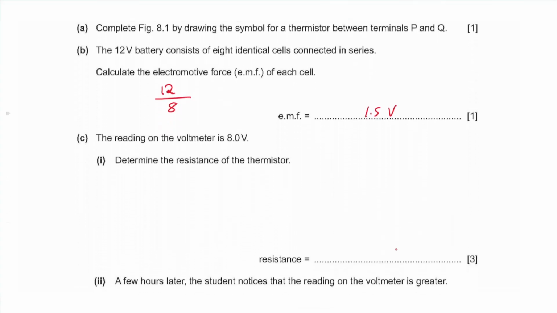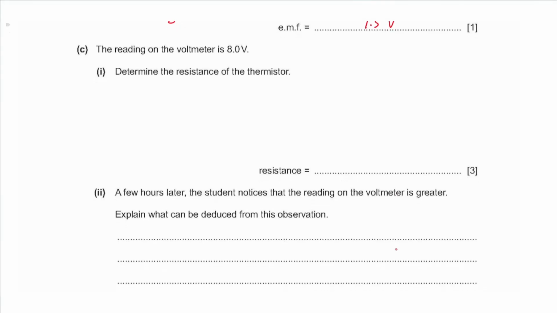Question C says the reading on the voltmeter is 8 volts and we want to determine the resistance of the thermistor. So we have a potential divider here with a resistance of 800 ohms and another resistor, which is a thermistor, with an unknown resistance. And the total voltage across the whole circuit is 12 volts. And this voltage here is 8 volts. So the remaining voltage on the upper side is equal to 4 volts.